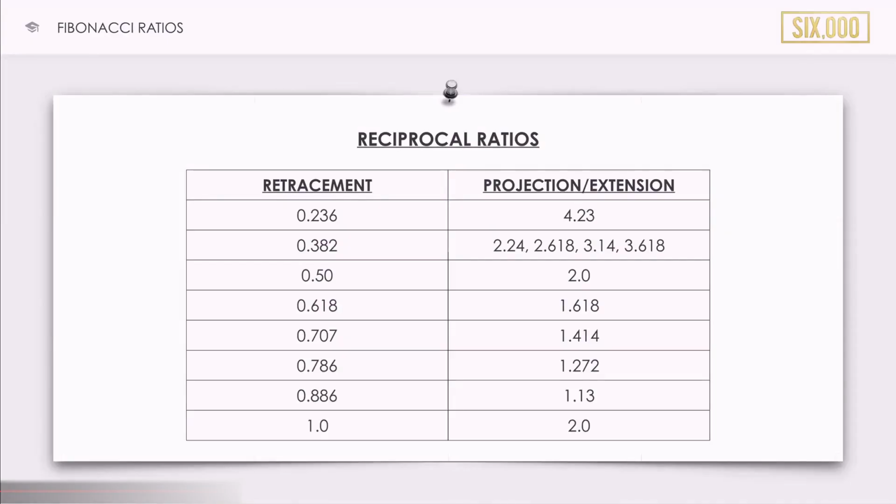0.5, the inverse is 2.0. 0.618 is 1.618. 0.707, 1.414. 0.786 is 1.272. 0.886, 1.13. And finally, 1.0 is 2. Now, the only one that doesn't follow 1 divided by x is the last measurement, 1 equals 2. That is the only reciprocal ratio where you can't divide 1 by 1, because this would not equal 2. So it's actually 1 plus 1, in relation to the calculation I provided in the tertiary ratios section.